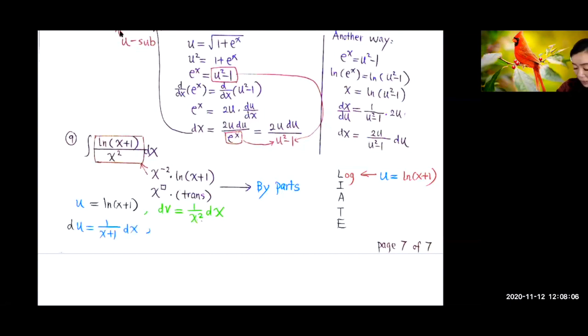What will be v? What's the antiderivative of 1 over x squared? Anybody remember? Use the power rule. So it is negative 1 over x.